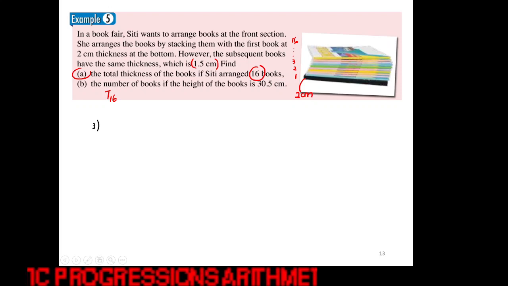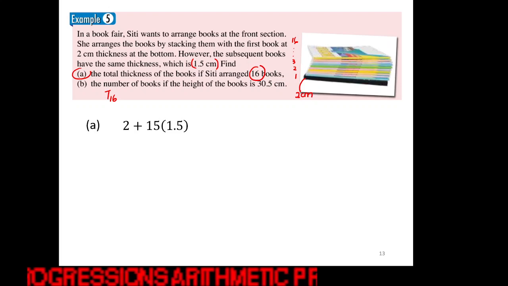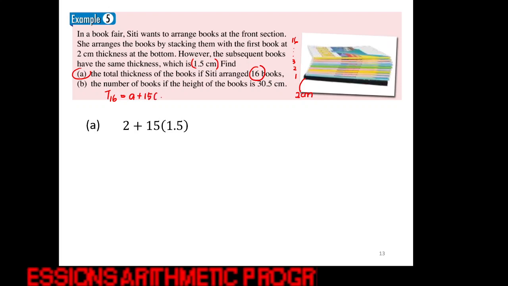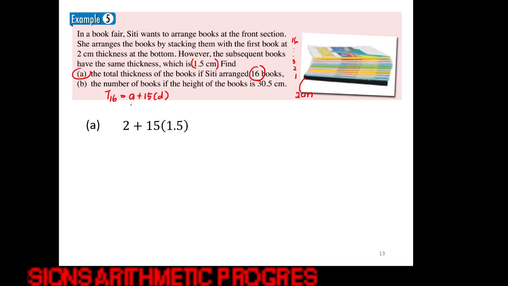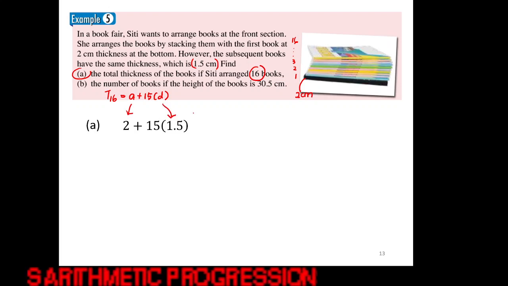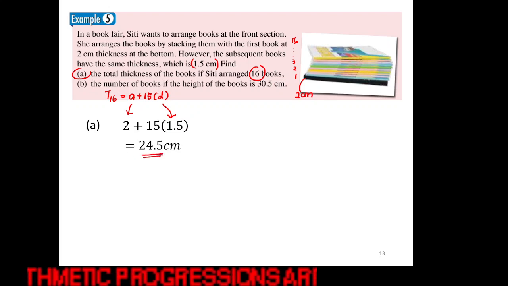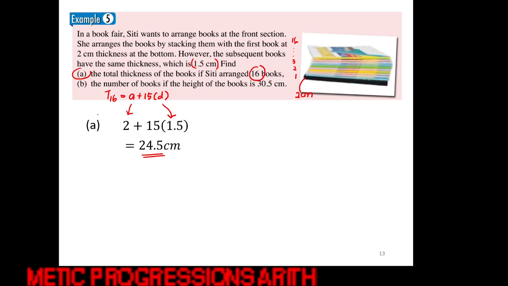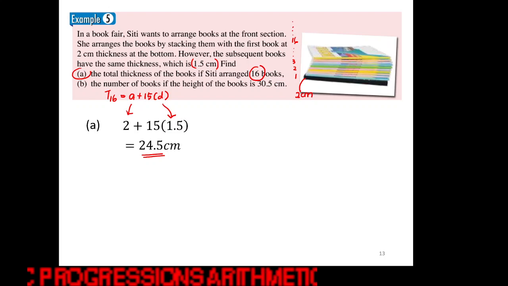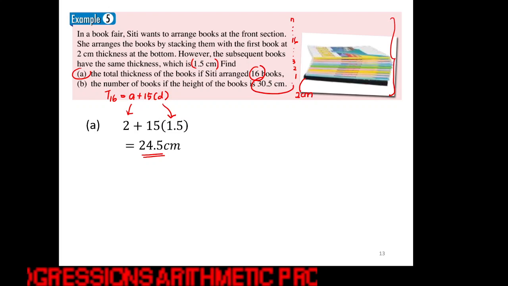So T16 will be A plus 15D. Okay, A plus 15D. So in this case here, the A is 2 and the D is 1.5. So the total height will be 24.5 cm. The second question, number of books. Okay, so that means it's being arranged until the end. So the thickness is actually 30.5.